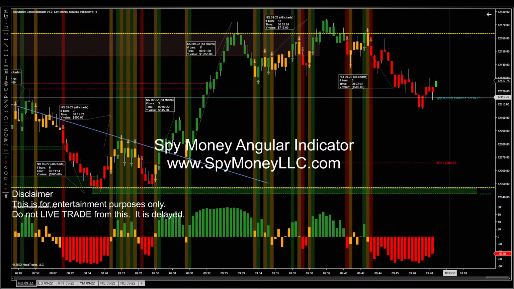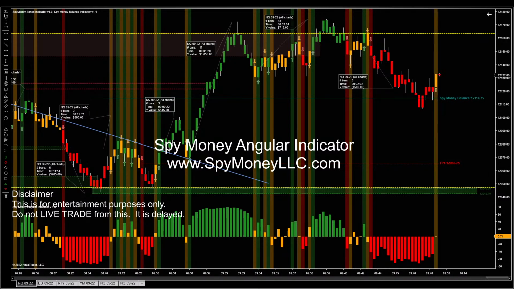So we come down to the balance here. We're probably going to go long. So it may come down and retest that balance, but more than likely it's probably just going to bounce and go.